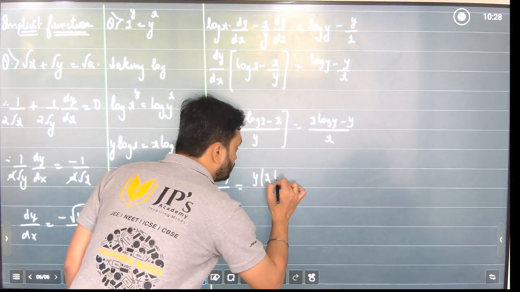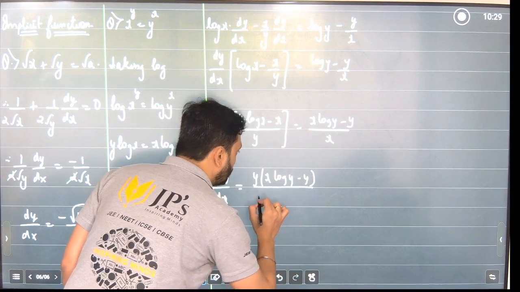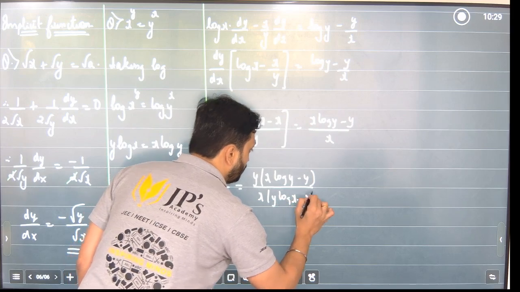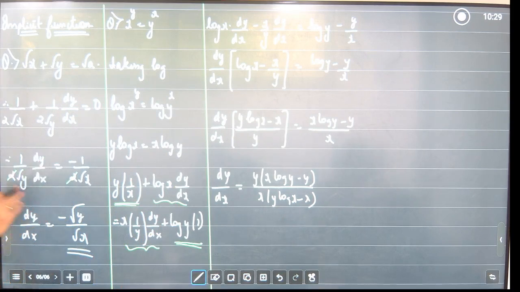y bracket x log y minus y upon x bracket, y log x minus x. So what we have done is we are taking all the dy by dx terms on the left hand side and non dy by dx terms on the right hand side.